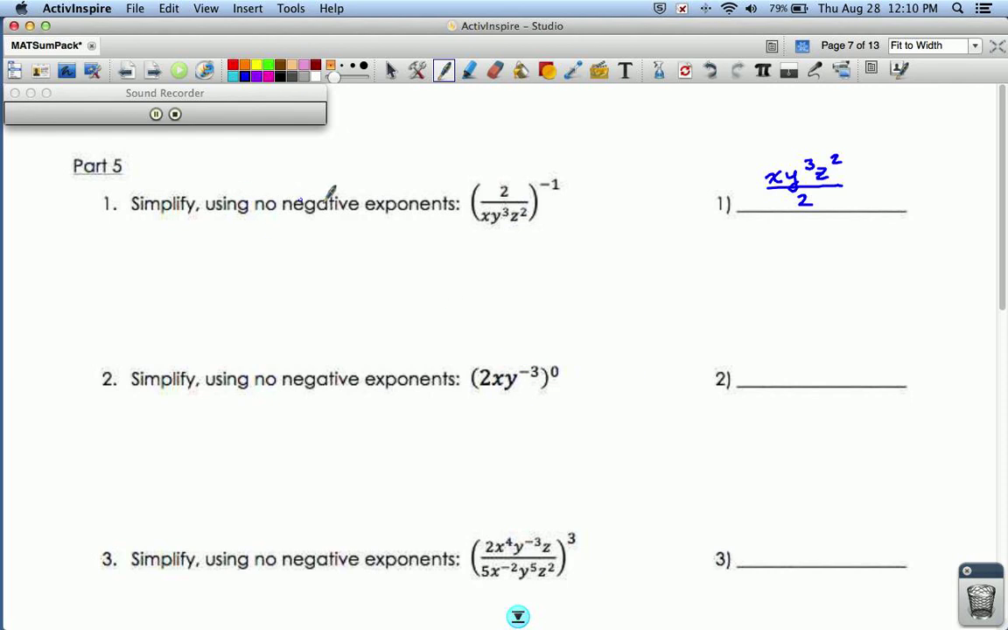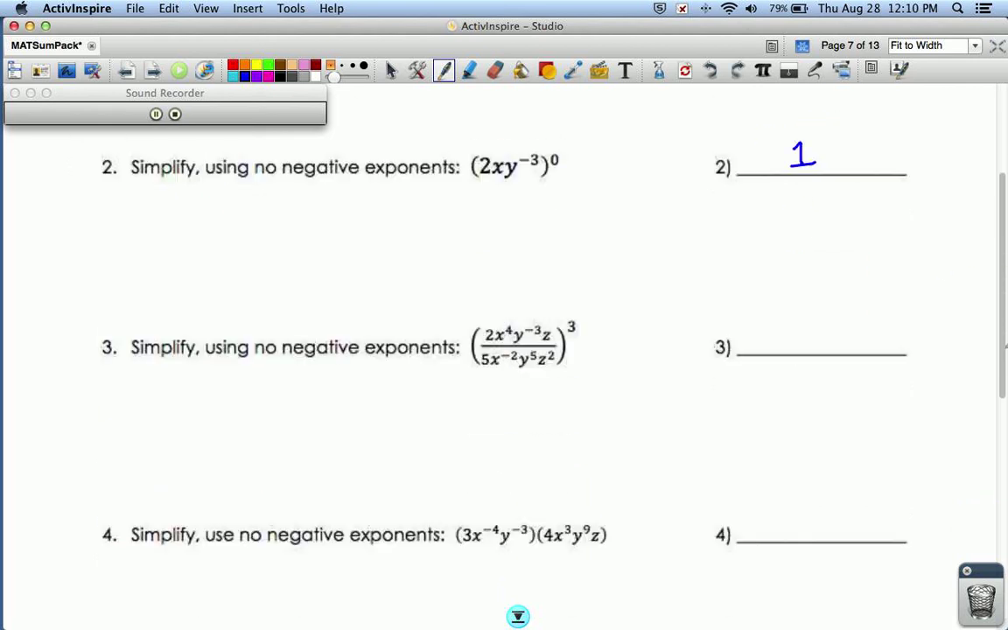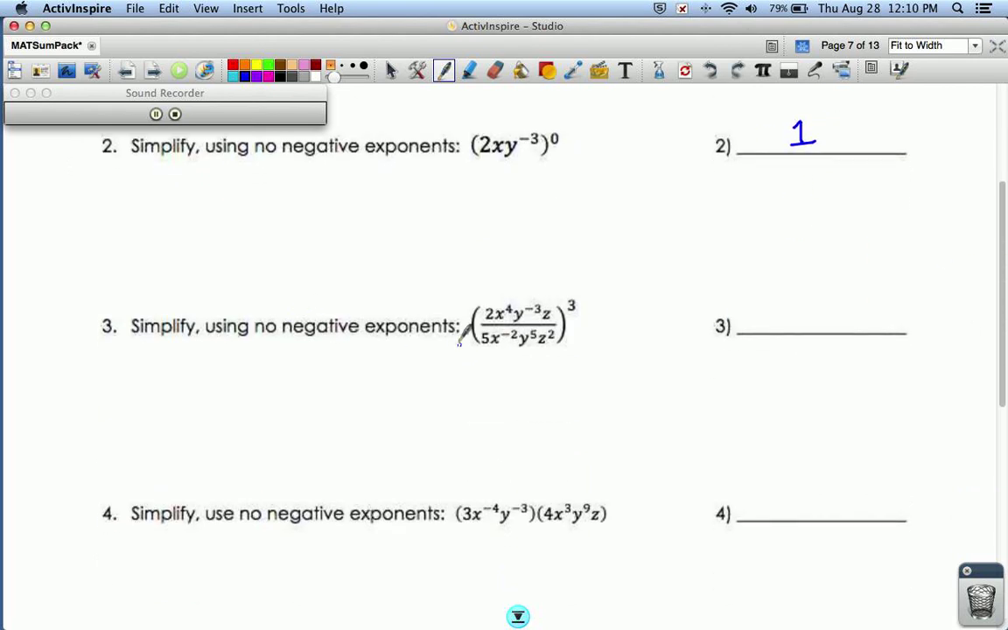So simplifying using no negative exponents. Simplify using no negative exponents again. Well, when you raise something to the 0, by definition that equals 1. So everything is raised to the 0. Again, simplify with no negative exponents.